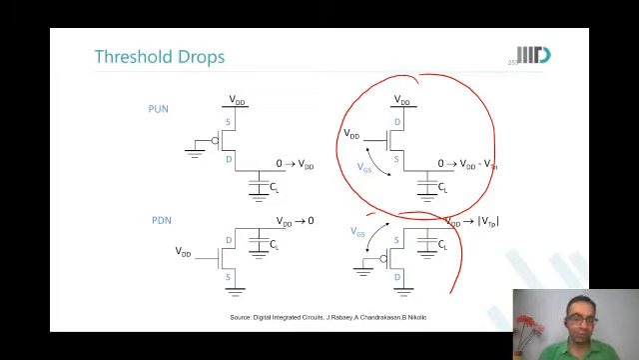So this is one thing that we need to be alert about, that there will be VT drops across the NMOS and PMOS when they are used to transmit VDD and ground respectively. Because a PMOS cannot transmit a good ground, a good 0, and an NMOS cannot transmit a good 1.